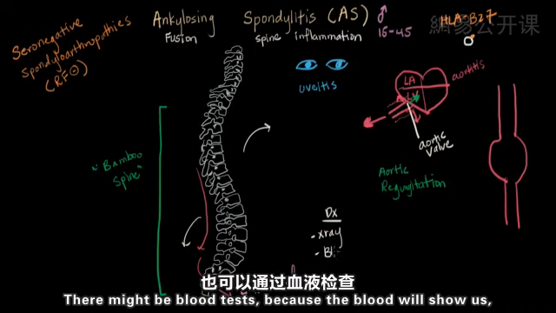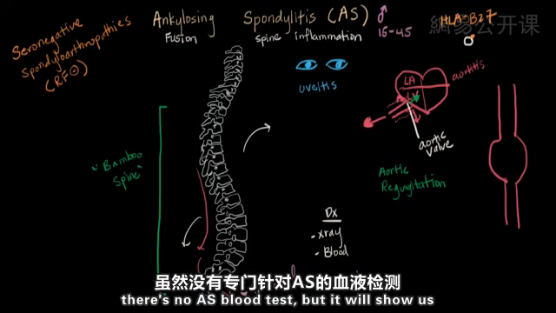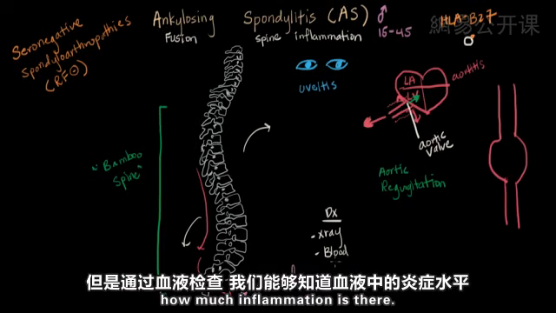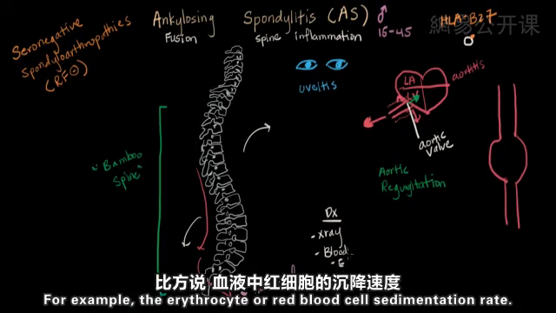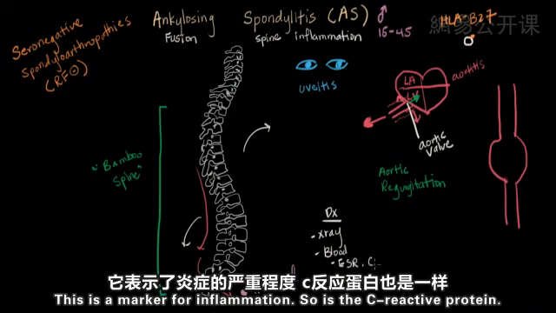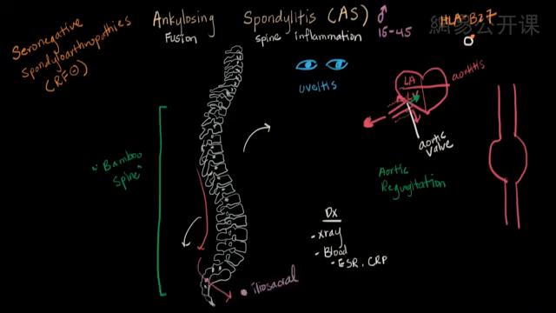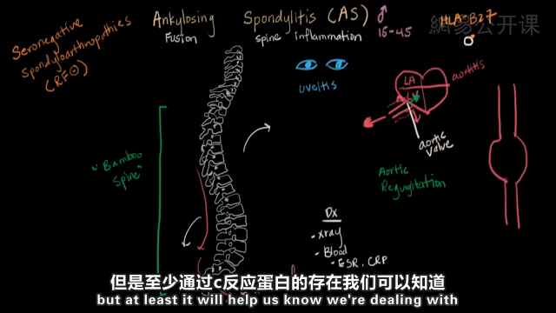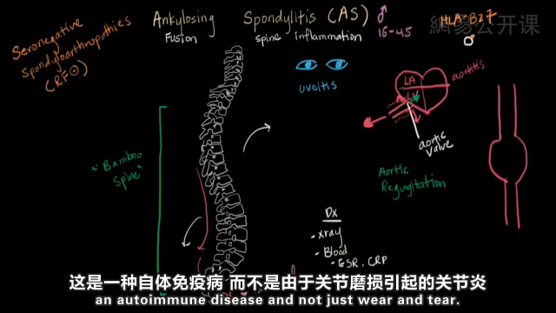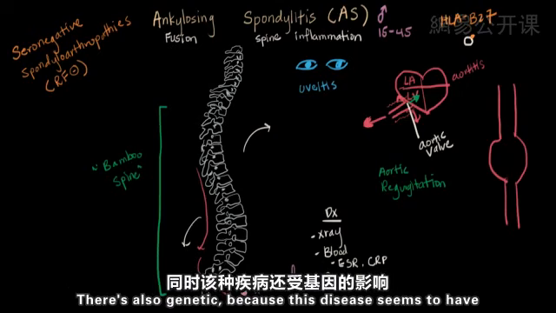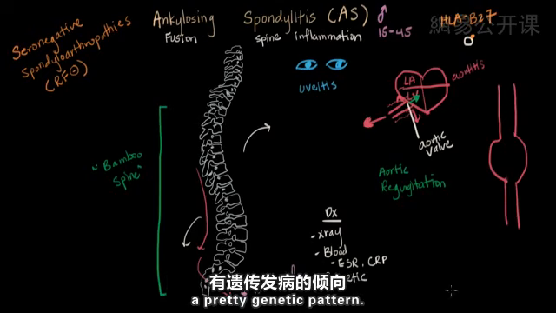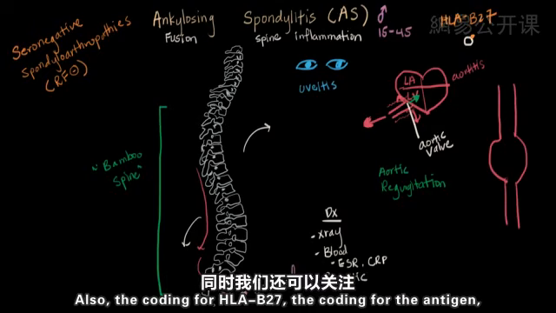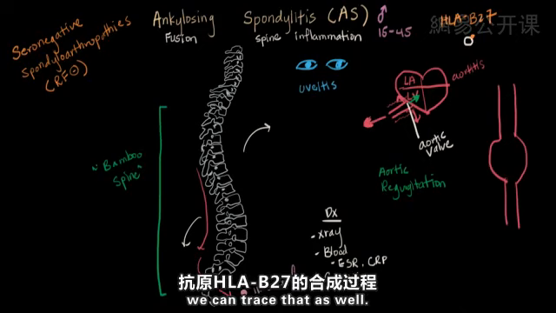There might be blood tests, because there's no AS blood test, but the blood will show us how much inflammation is there. For example, the erythrocyte or red blood cell sedimentation rate. This is a marker for inflammation, so is the C-reactive protein. So these are also not specific to AS. It could be any autoimmune disease, but at least it will help us know we're dealing with an autoimmune disease and not just wear and tear. There's also genetic testing, because this disease seems to have a pretty genetic pattern. Also, the coding for HLA-B27, the coding for the antigen, we can trace that as well.